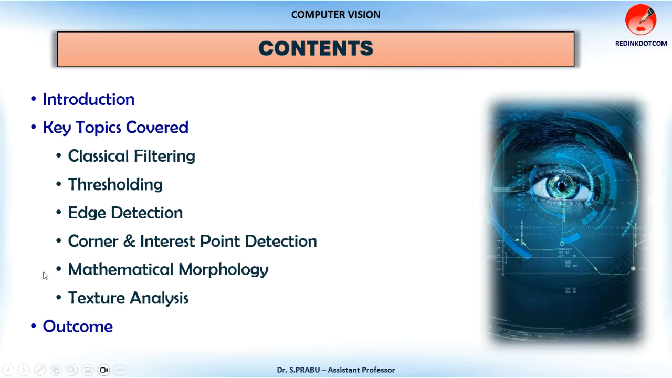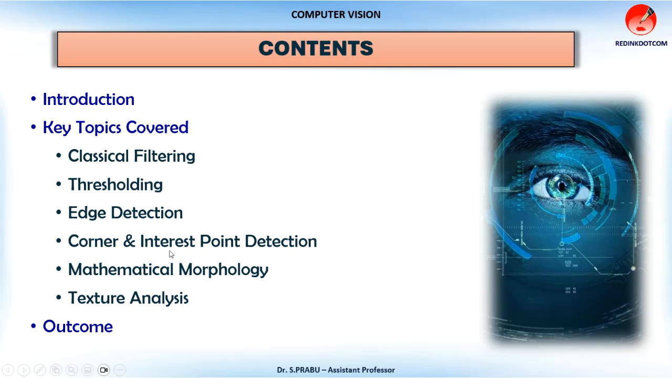First, we look at classical filtering methods. These help us smooth or sharpen images depending upon what we need. Then we will explore thresholding, which is a simple but powerful way to convert a grayscale image into a black and white image. Next, we will study edge detection. It finds the object boundaries, and then corner and interest point detection, which are very important for tasks like image matching and 3D reconstruction.